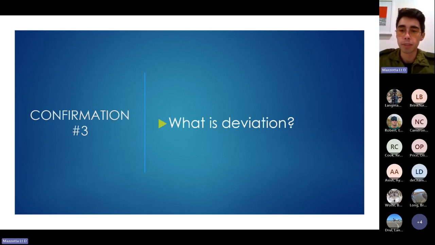Okay, what is deviation? Yeah, so it's the angle that the compass needle is deflected from the magnetic north caused by magnetic fields and other metal and electronics in the aircraft. Good.